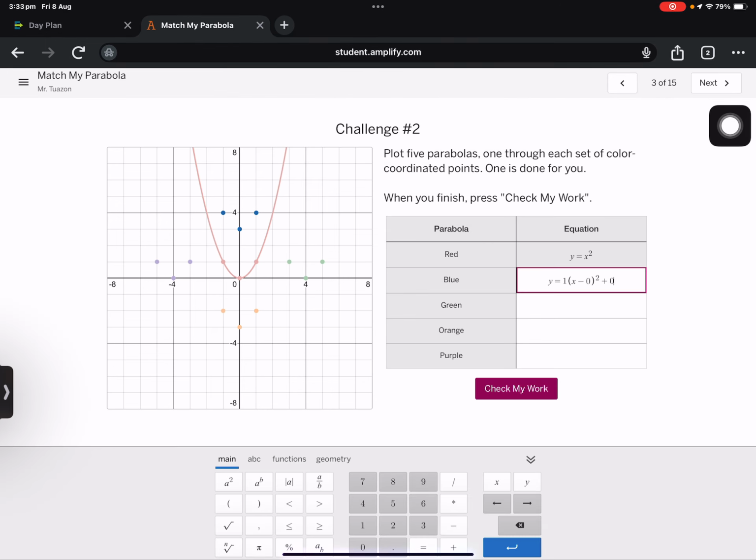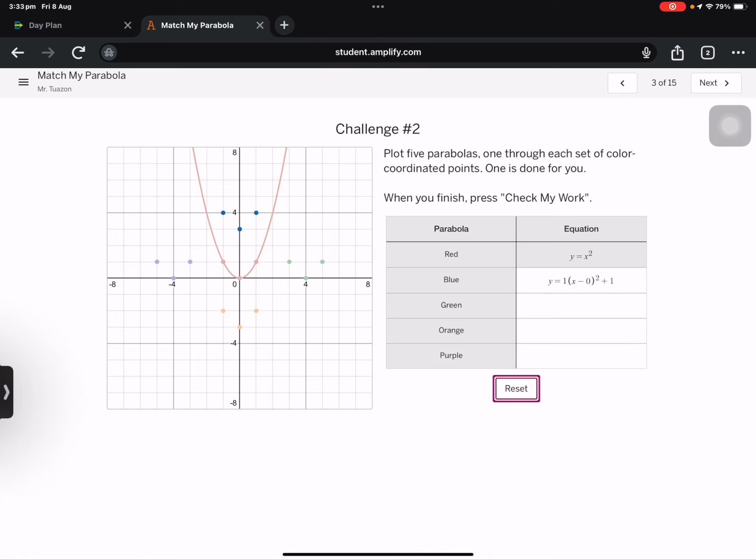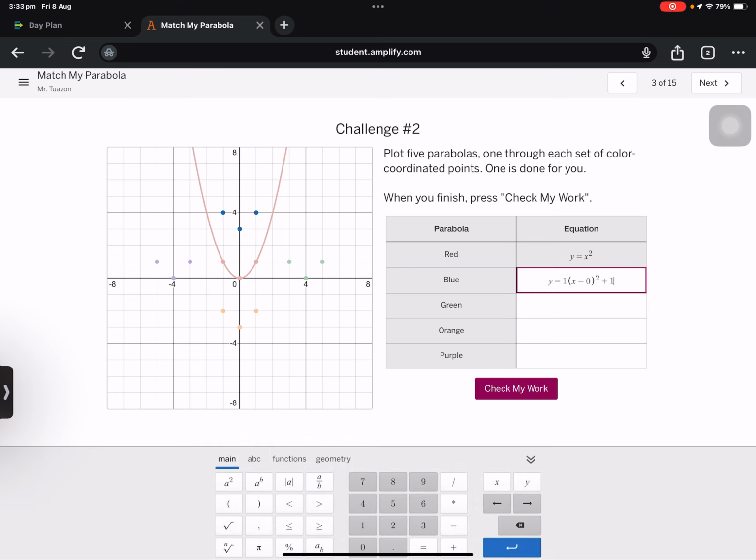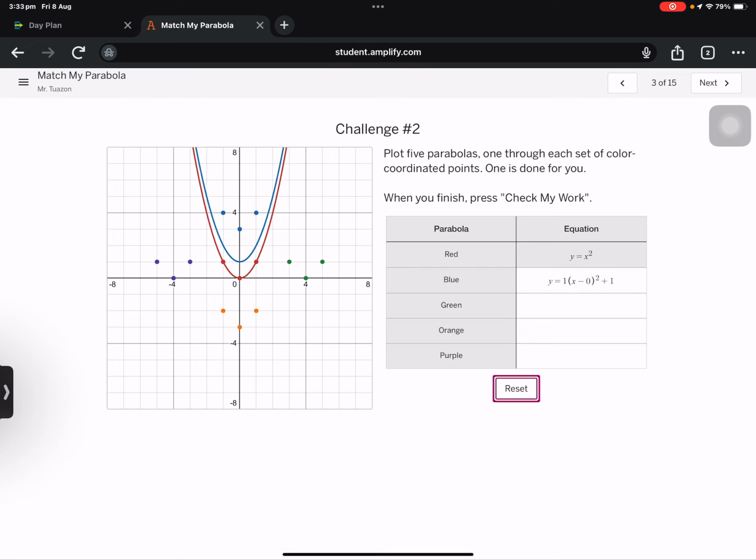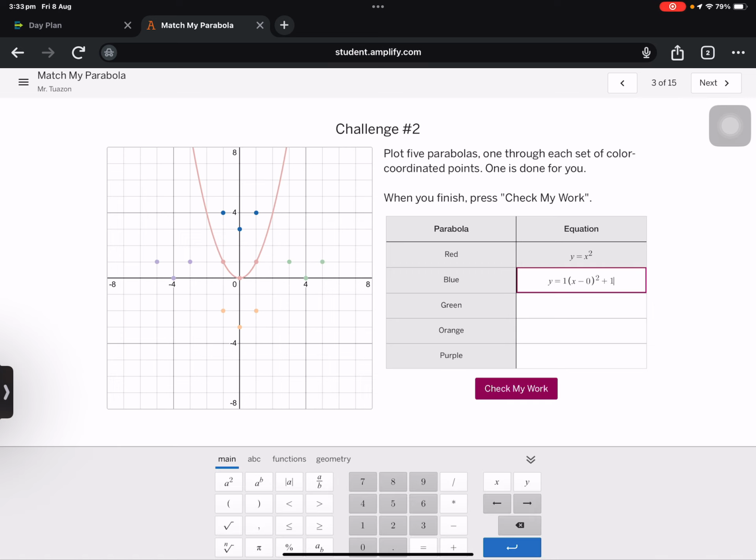What if I changed k, the 0 on the outside? Let's move that to 1 and check my work. Okay, it moved up 1. So it's in the right position horizontally. I just need to move it up more. So it looks like I would need to change that 1 to be a slightly larger number. Okay? Check my work, it's not quite there, but it's up to you guys to find that.